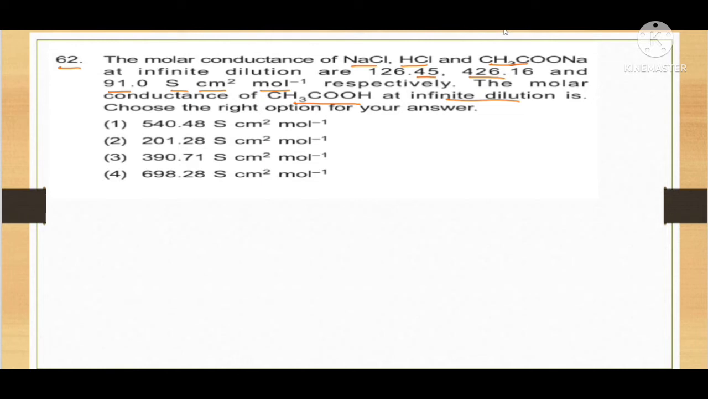This question is from physical chemistry. Firstly, write the given data. They gave the molar conductivity of sodium chloride is 126.45 Siemens centimeter square mole inverse. The molar conductivity of HCl is 426.16 Siemens centimeter square mole inverse.